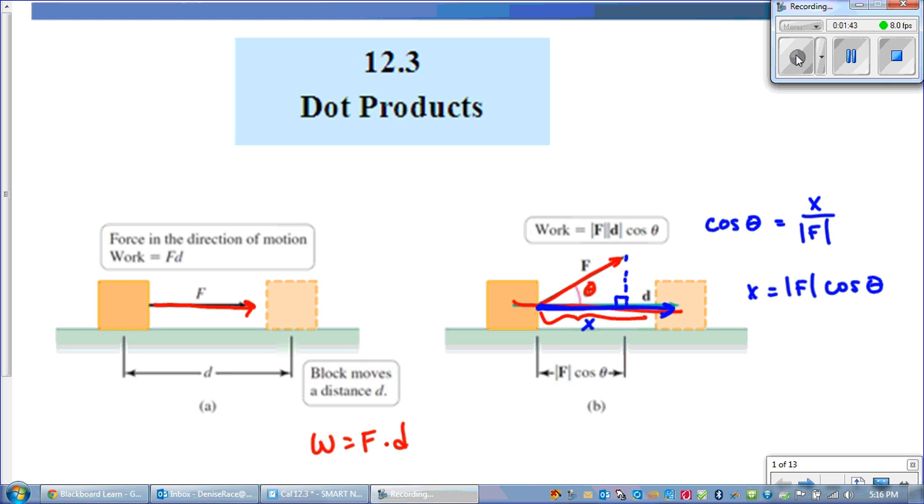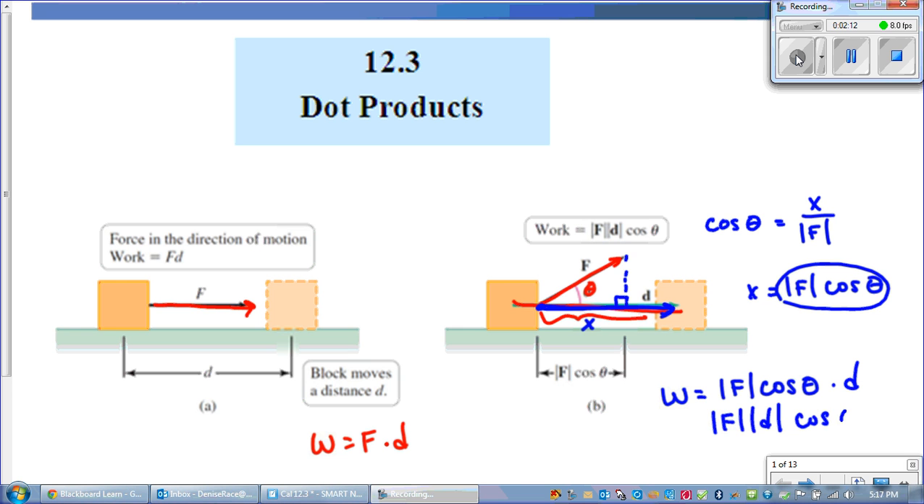So to find the work then, it's the force times distance when that force is in the direction of motion. So it'll be this quantity, which is the quantity of the force applied in the direction of motion, times the distance that the object travels. Or if d is the distance vector, we would say it was the magnitude of F times the magnitude of d times cosine of theta.